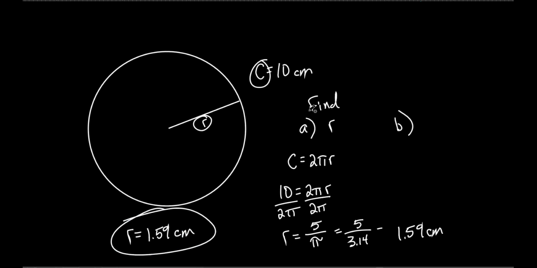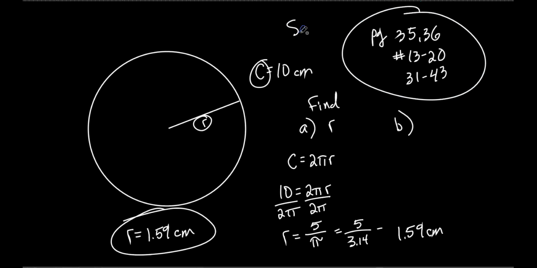So just do part A. I'll write it down just in case you don't have your lesson plan. So it's pages 35, 36. You're doing 13 to 20 and 31 to 43. So that's plenty to keep you busy. All right, so that's your homework. That's section, we'll call it 16A. So 13 to 20, 31 to 43. And then that will be due on Monday. Have a good weekend.